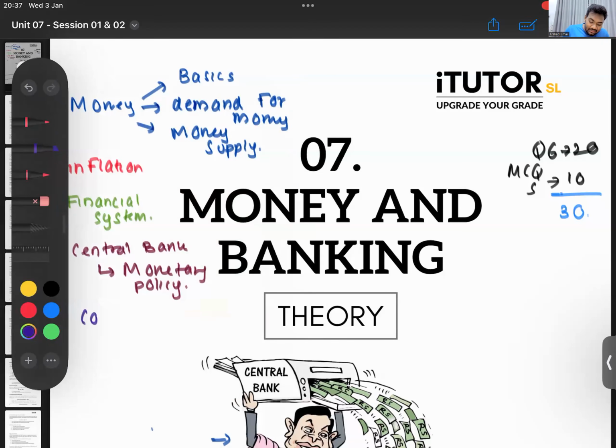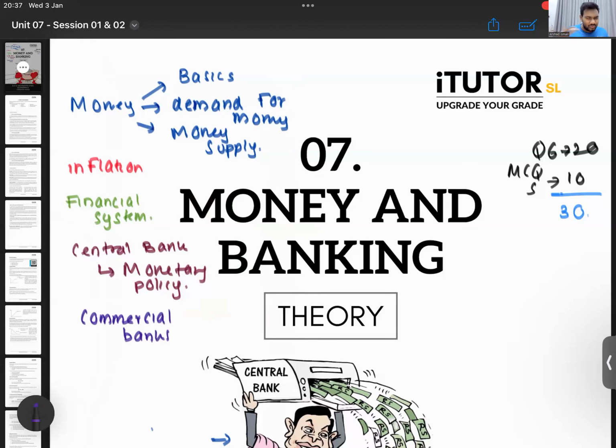After talking about the central bank, in the last part of this unit we talk about commercial banks. Under commercial banks, we will talk about what the commercial banks' objectives are, how they operate, and then there is another part called credit creation. That's also a very important part.